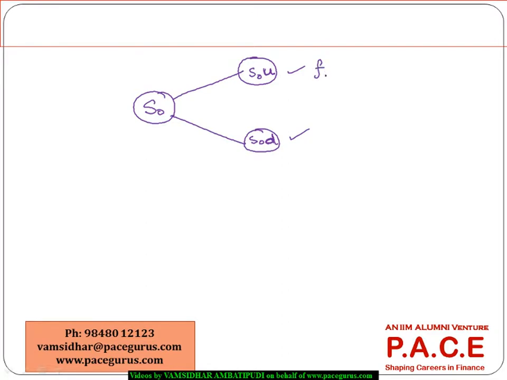And probably if I assume that for the call option, the payoff here, let's say, is Cu, and the payoff here is, let's say, Cd, right? If so, here I am talking about X number of shares and one call option, one short call.